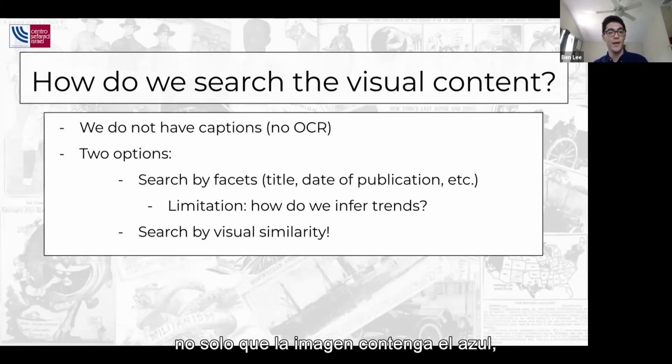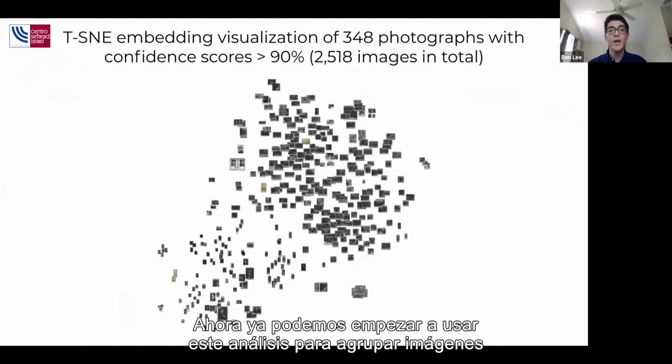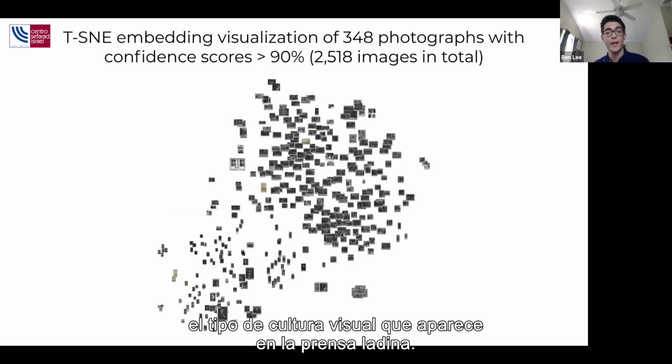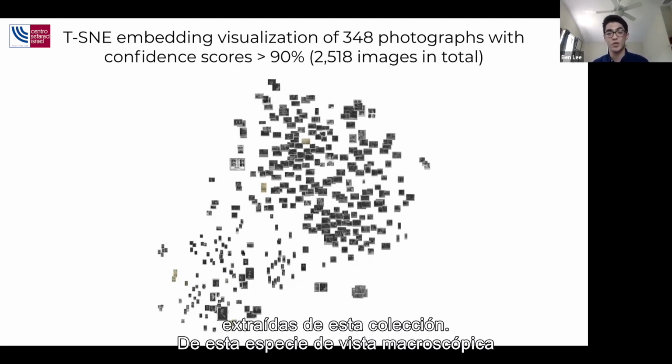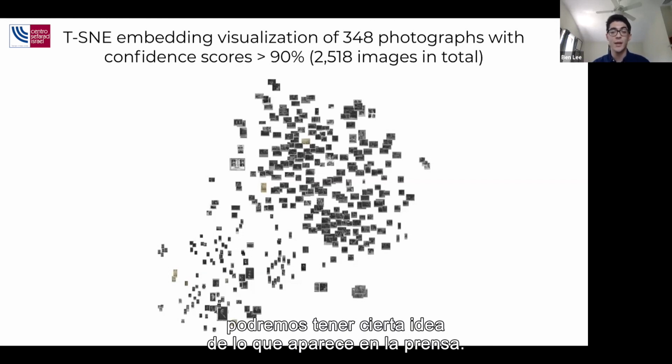So not just that the image has blue in it, but rather that this image is showing dolphins in the ocean. And so now we can begin to use this analysis to cluster images in this data set that we've constructed to try to understand the kind of visual culture appearing in the Ladino press. Here I'm showing a visualization of 348 photographs extracted from this collection. In the macroscopic view, it's hard to infer anything, but if we zoom in, we'll be able to start to get a sense of what's appearing in the press.